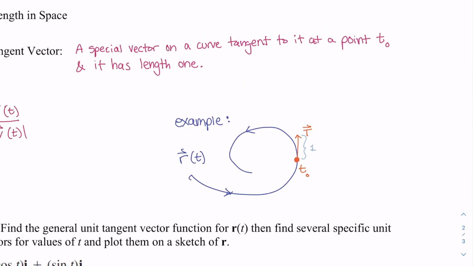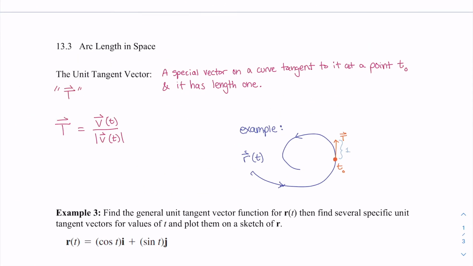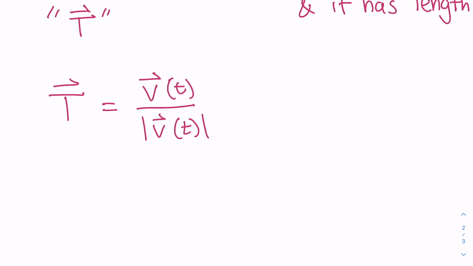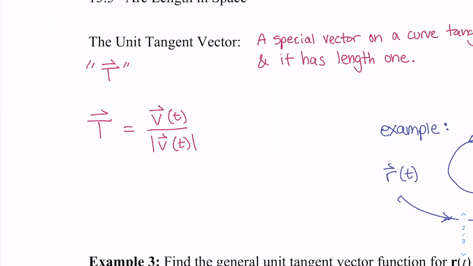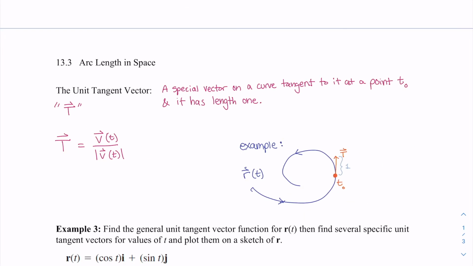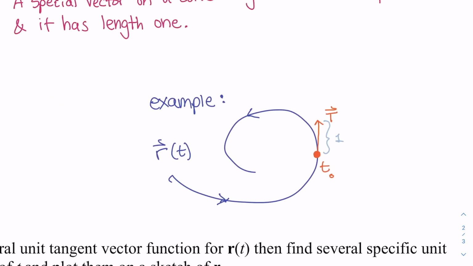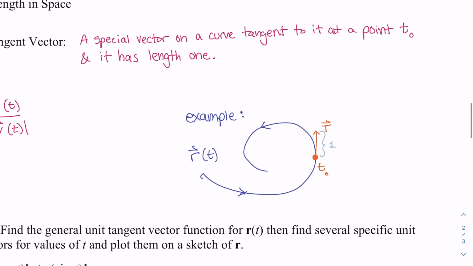Now, if you just have the generic velocity function, then this is a generic unit tangent vector function. And so you would have t's inside the unit tangent function, and you could plug in any value of t, and it would give you a specific unit tangent vector for any point along the curve. So there's both the generic version and plugging in specific values of t.